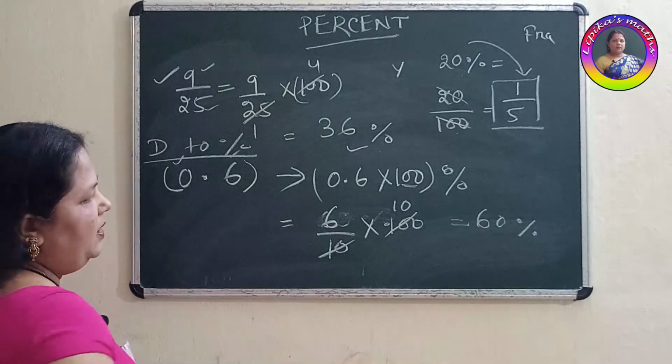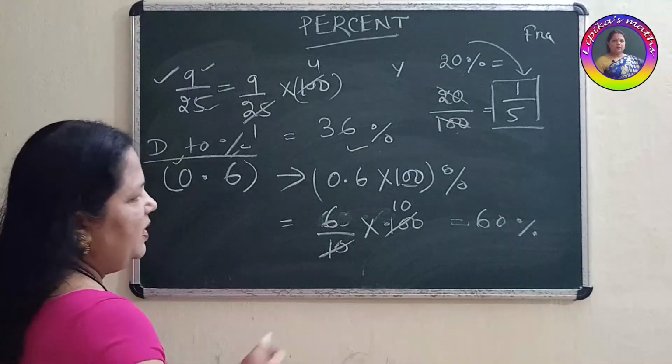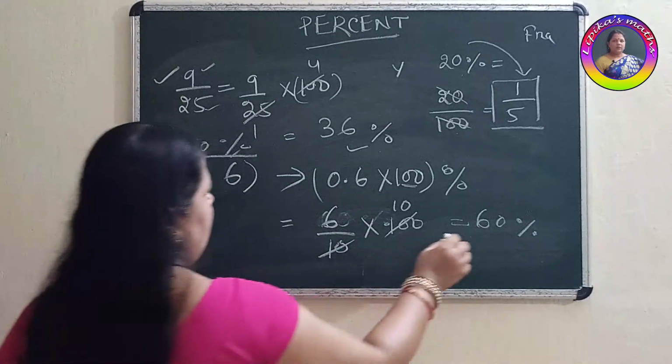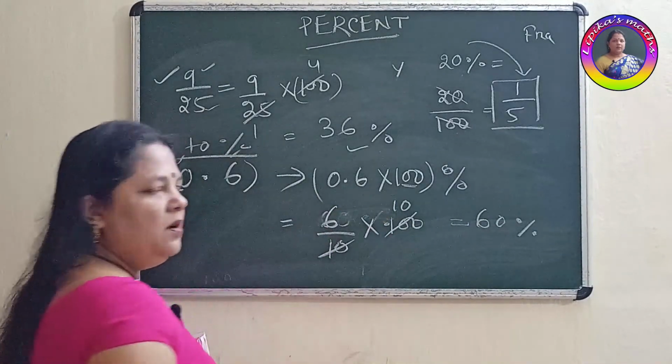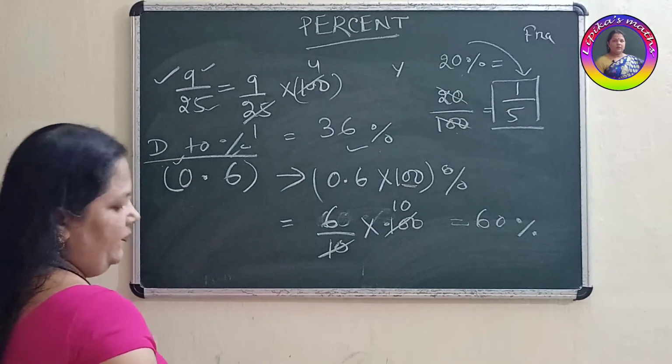Which method you can apply? Whichever you feel comfortable with, you can apply. But the process is that when we are changing decimal to percentage, we need to multiply by 100. Clear?